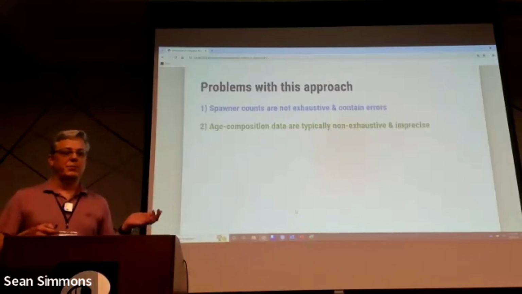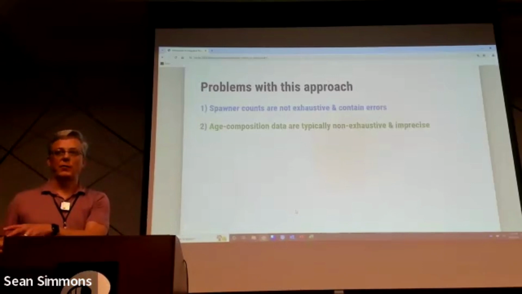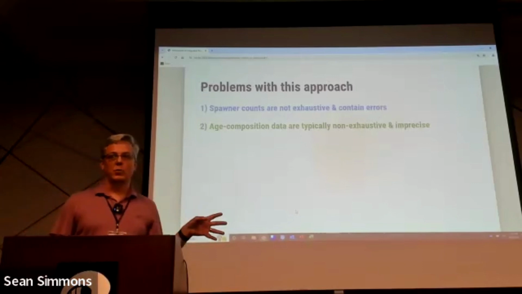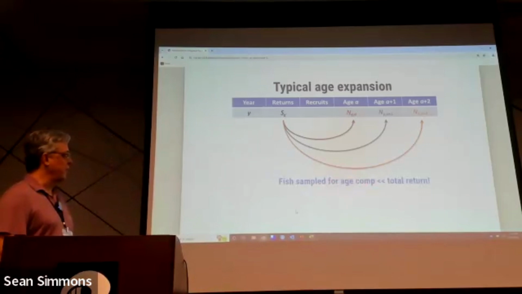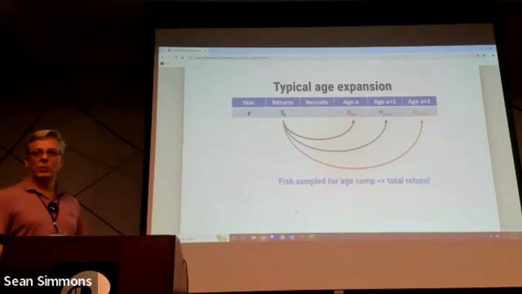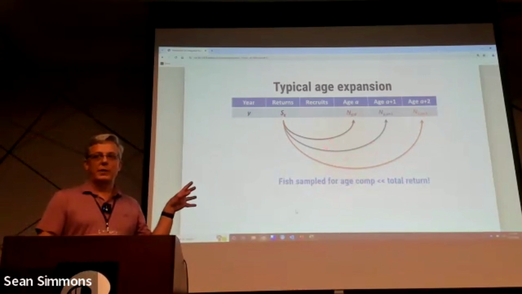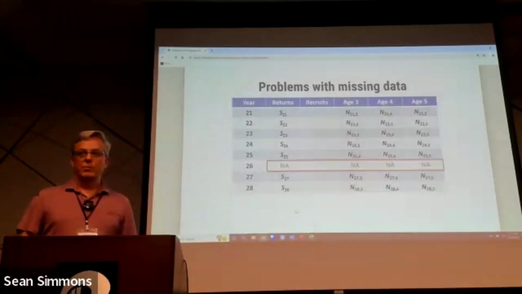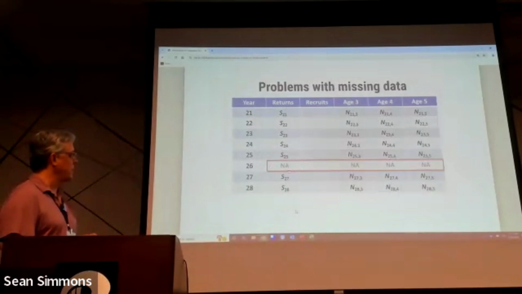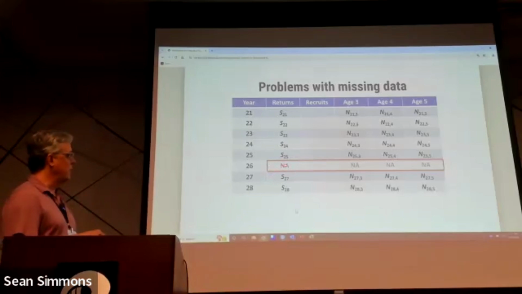Okay, age compositions are typically non-exhaustive and imprecise. Usually these are sampled from a fishery or a few carcasses we've sampled on the spawning grounds, right? We have not censused every individual to find out how old they are. What that means is that the fish sampled for age composition are way fewer than the total return, typically. So when you're calculating these numbers in here, that in and of itself is a model product, right? We have uncertainty in there. The other one is that in that situation, missing data present problems. So for some year here, we had no budget, no weir, no biologist, no money, whatever the case may be. We have no information here.